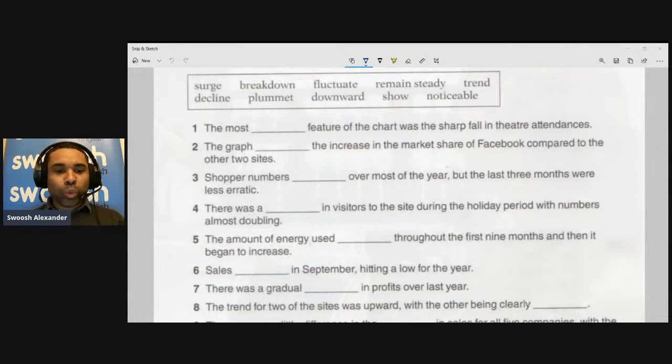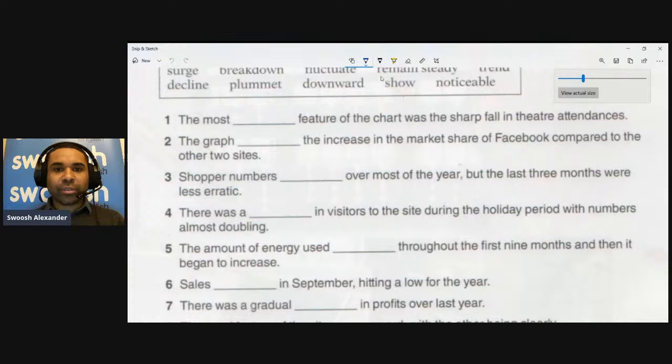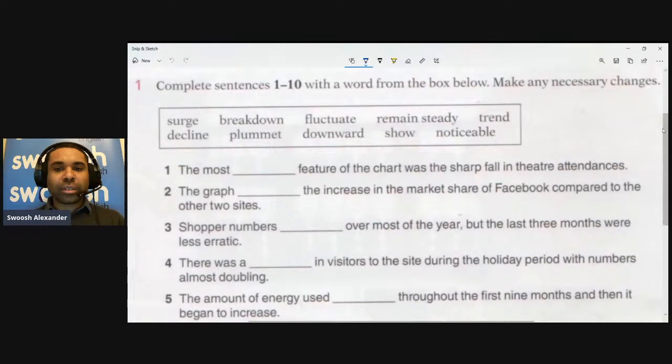So let's see, we have for the first example, the most something feature of the chart was the sharp fall in theatre attendances. So the most what? Make this bigger so we can all see it clearly. Okay, so out of these options here, we're looking for an adjective, and the answer to this question would be noticeable. So we can write this in here. The most noticeable feature.